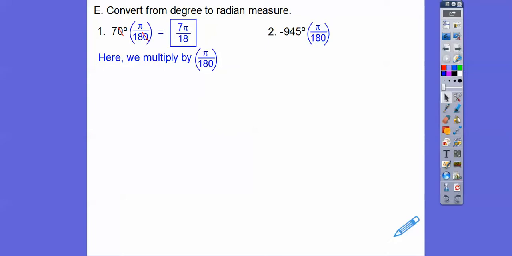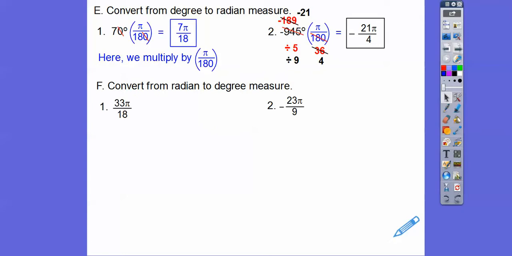Okay, here on the second one, I'm going to divide both sides. I know 5 goes into both these guys, so I'll divide these by 5 first, and when I divide by 5, I get that. And then I know 9 goes into both these. 9 goes into 18 twice, and 36 four times. So when I divide by 9, I get negative 21 pi over 4, okay?